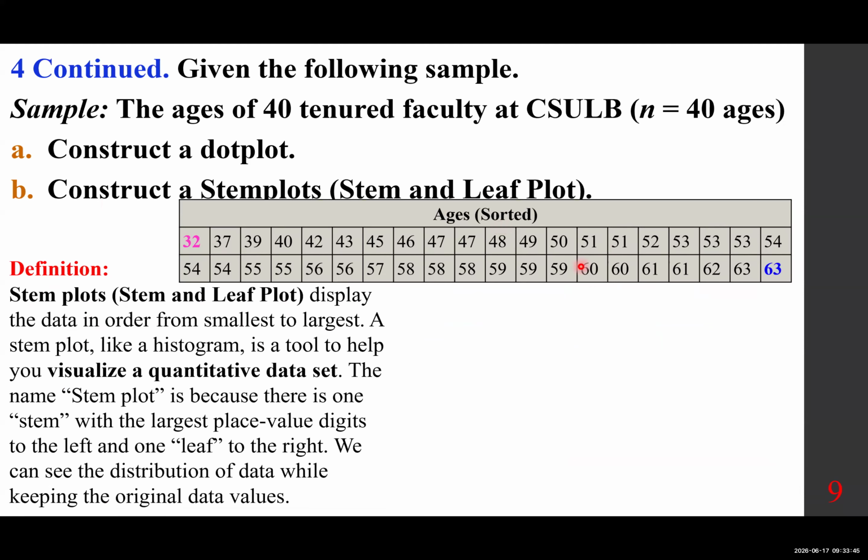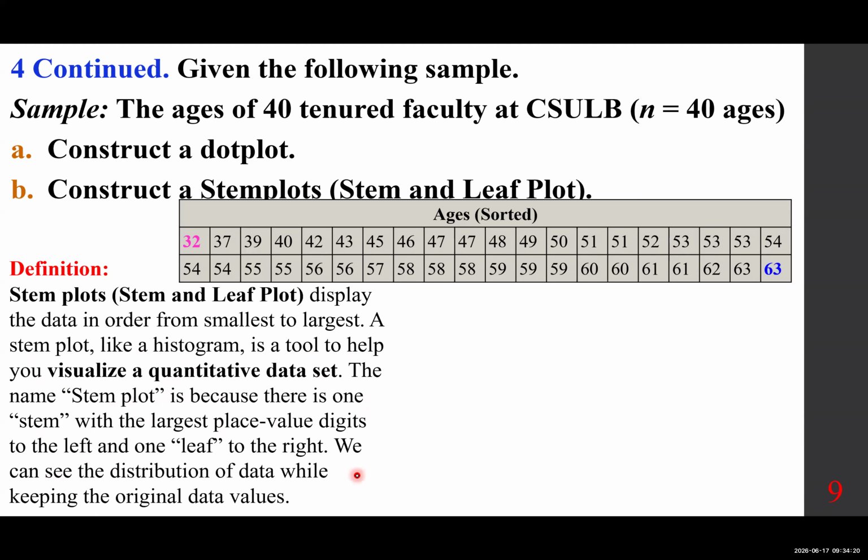So the first step is the same as before. A stem plot, like a histogram, is a tool to help you visualize a quantitative data set. And that's the key, it has to be quantitative. The name stem plot is because there is one stem with the largest place value digit to the left and one leaf to the right. We can see the distribution of data while keeping the original data value.